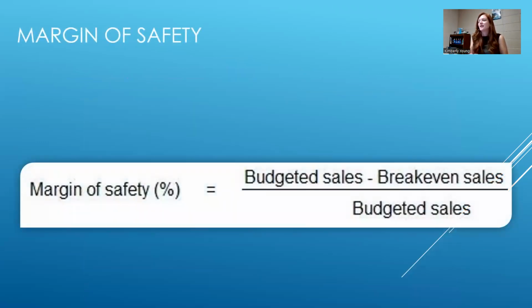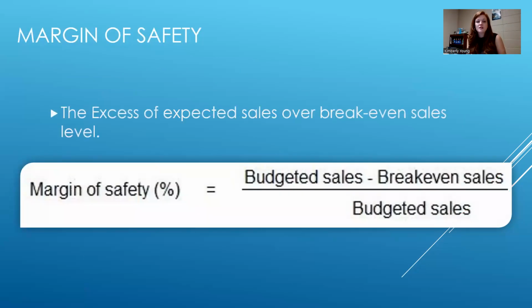A couple more things we'll look at here are the margin of safety and then our target income. Then we'll be done with chapter 18. So our margin of safety, we're going to take our budgeted sales. Now that we know how much we need to sell, let's figure out how much we think we could actually sell and go from there. So we take our budgeted sales minus our break-even sales, divided by our budgeted sales. And that tells us what our margin of safety is.